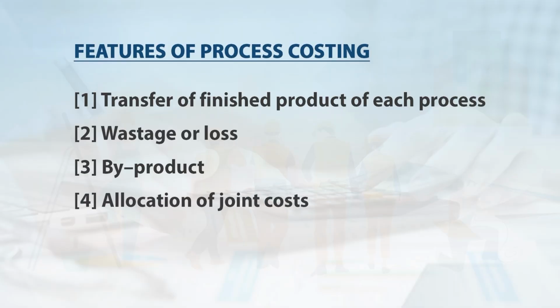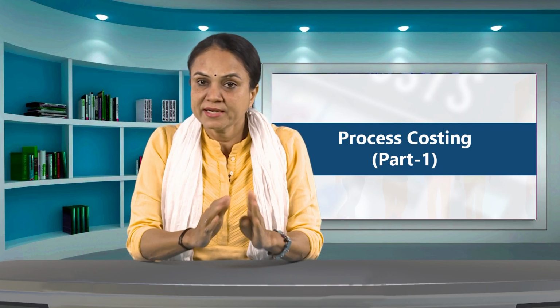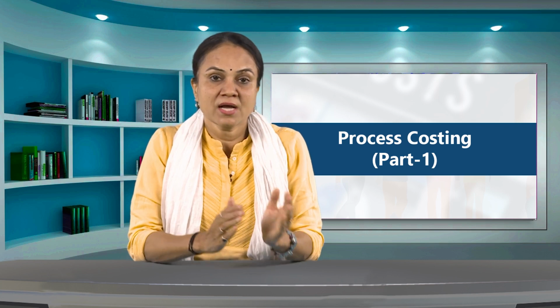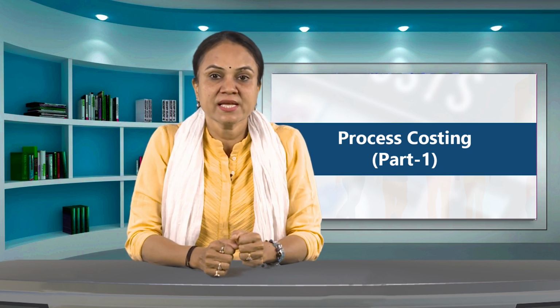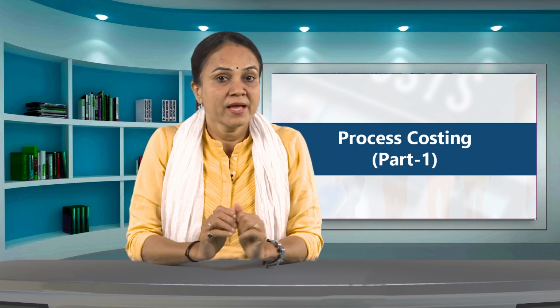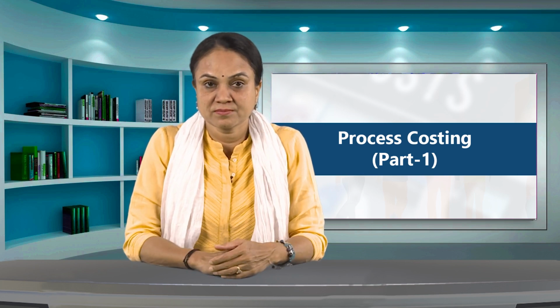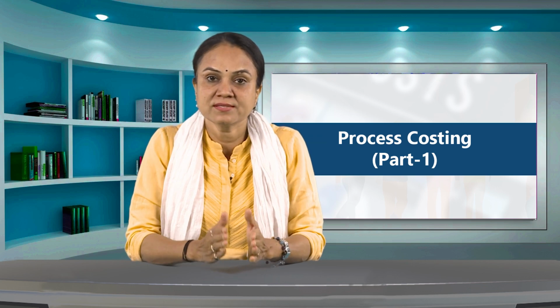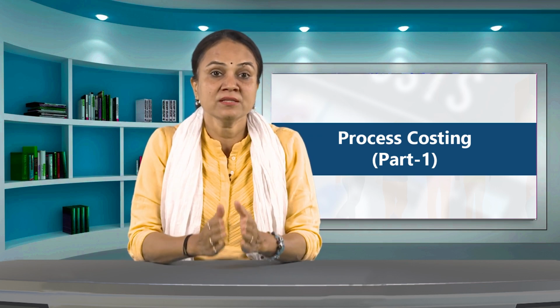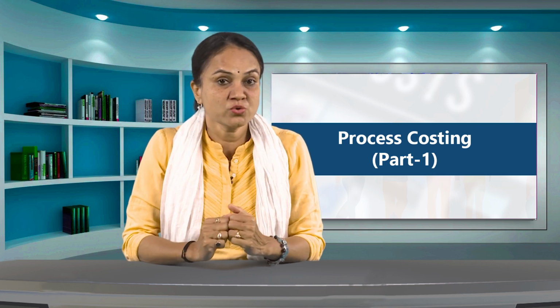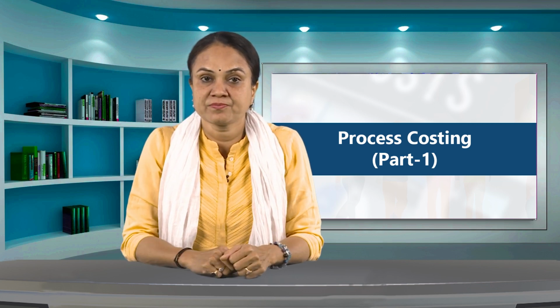Fourth, allocation of joint cost. At times, joint products are obtained during the same process of production and the problem of separating the joint cost arises. Various methods are used for separating the joint cost because the cost of each product is to be determined separately.